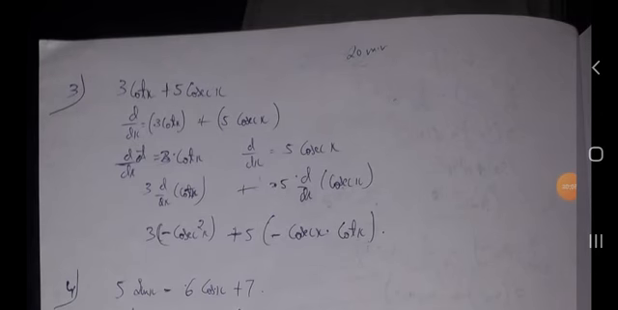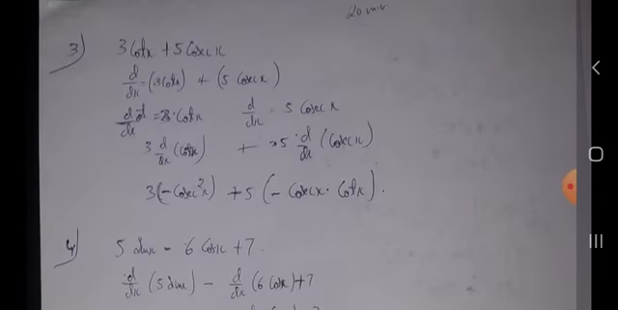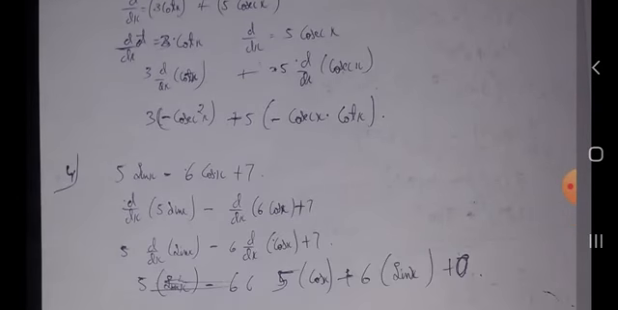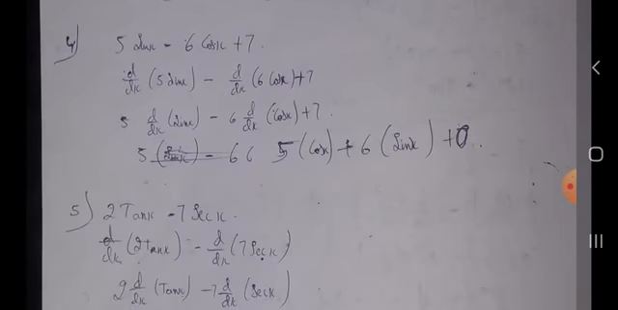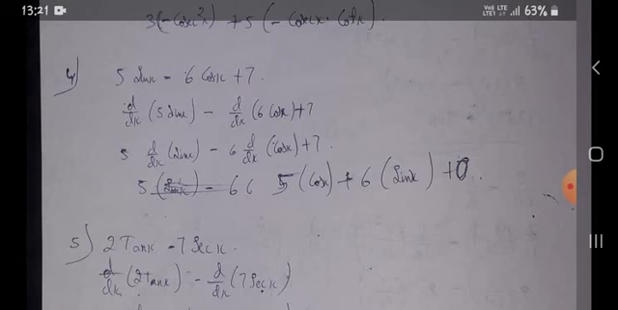So cot x is, the derivative of cot x is minus cosecant squared x, and the derivative of cosecant x is minus cosecant x into cot x. So this 3 into minus cosecant squared x plus 5 into minus cosecant x into cot x, you have to write like this only. This also: 5 sin x minus 6 cos x plus 7.